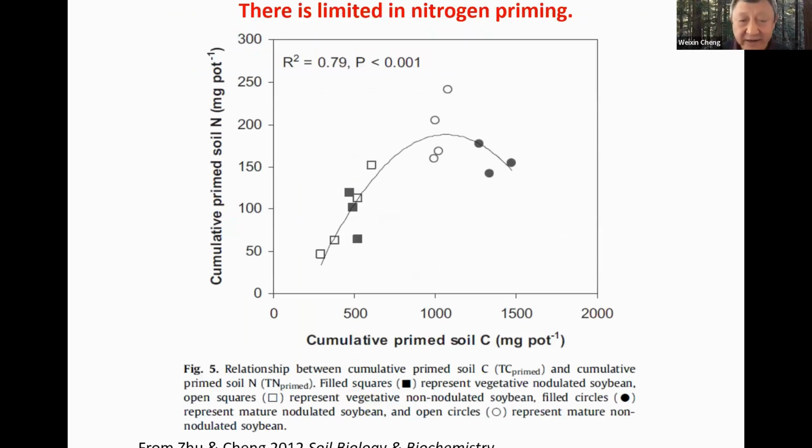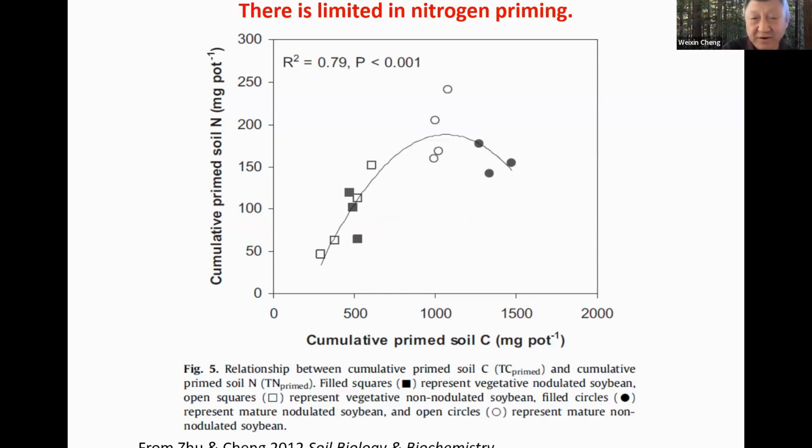And another study, again, Bill Drews, a previous graduate student in my group, compared soybean with nodules and soybean without nodules. It's the same cultivar, except one will not grow nodules, so they don't fix nitrogen. What the paper shows is that nodulated soybean tend to have higher priming effect, but this figure is not saying that. This figure shows priming effect of carbon and priming effect of nitrogen.